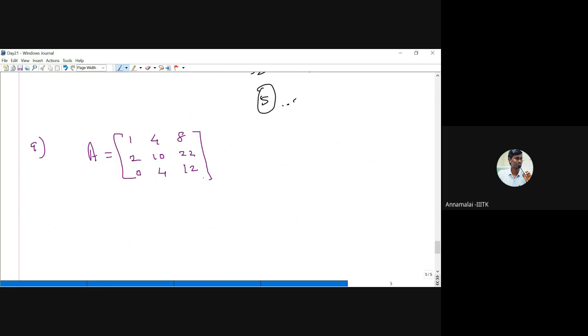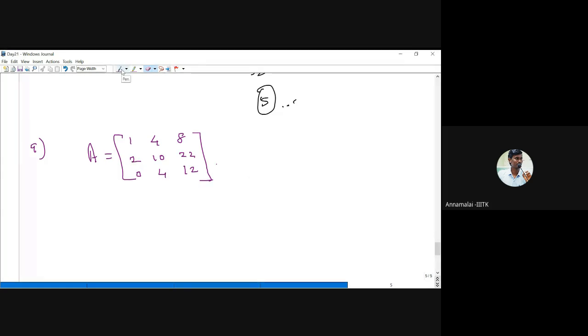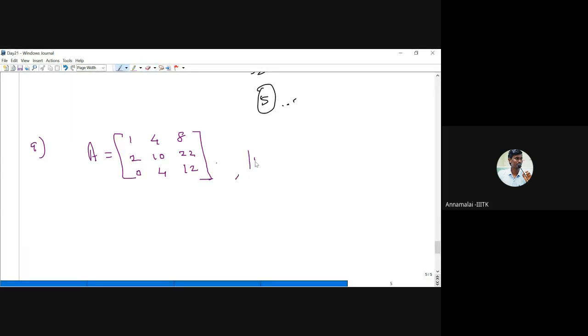First you have to find the determinant, or you can row reduce this into row reduced echelon form and then find the number of non-zero rows. You can do either. Suppose I apply row reduced echelon form, I want to make this entry 0, so I fix the first row as 1, 4, 8. But it is better to find the determinant, that is the easy thing. Otherwise, if the matrix is bigger, then we can apply row reduced echelon form. If the determinant is 0, then the rank is not equal to 3. Okay, so what is the determinant of A?